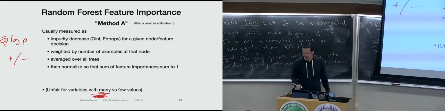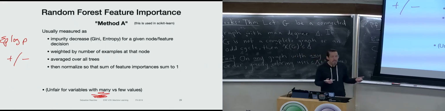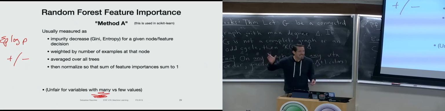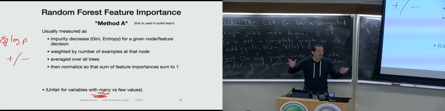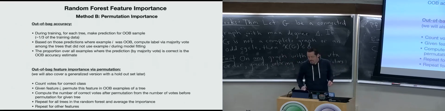Okay? So this method A is only used when we have some kind of evenness across the variables. Like every variable is a continuous number, or all variables are binary categories, or at least binary or ternary. But if you have a variable that's continuous, and then a couple of binary variables, those binary variables are never going to look important. It's always going to be the continuous number.